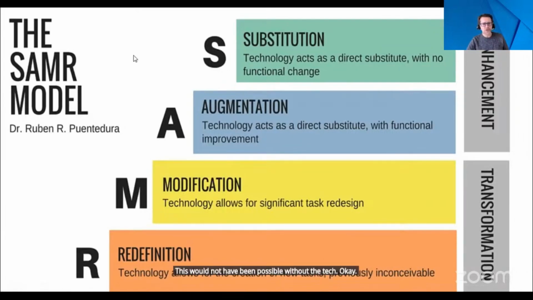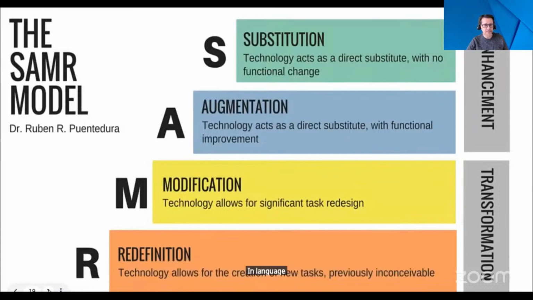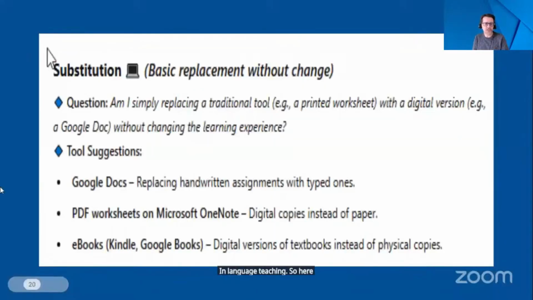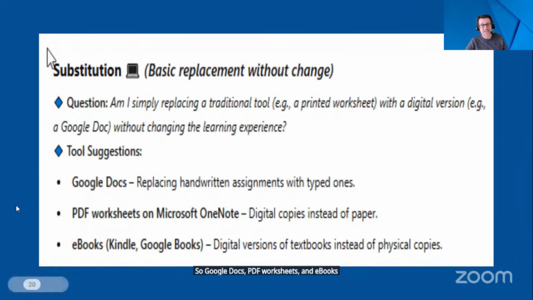Okay, so I decided to go to ChatGPT, and I used a few prompts, and I thought, okay, what does ChatGPT have to say about the SAMR model in language teaching? So here it came up with substitution. And I also asked it to come up with a question. So am I simply replacing a traditional tool with a digital tool without changing the fundamentals of the learning experience? So Google Docs, PDF worksheets, and ebooks. Basically, this is a basic replacement without change.